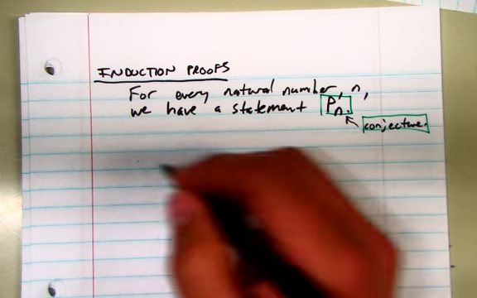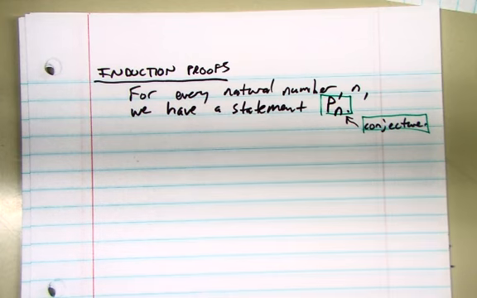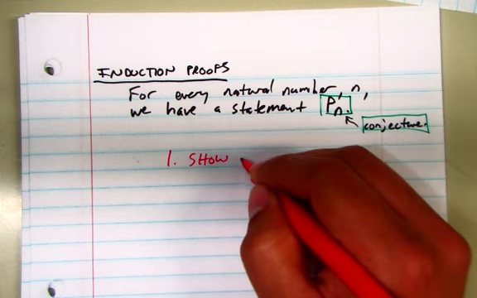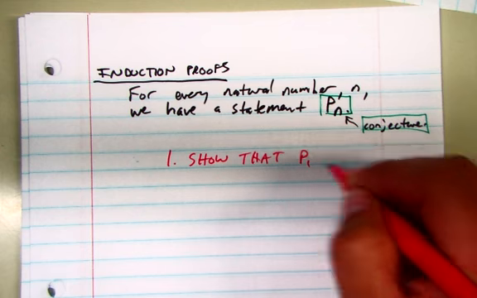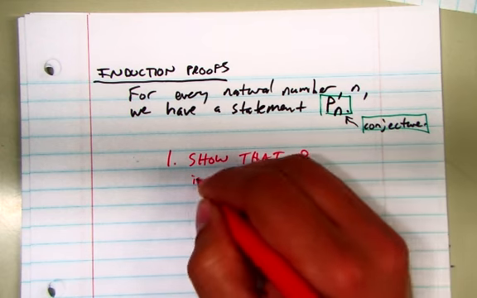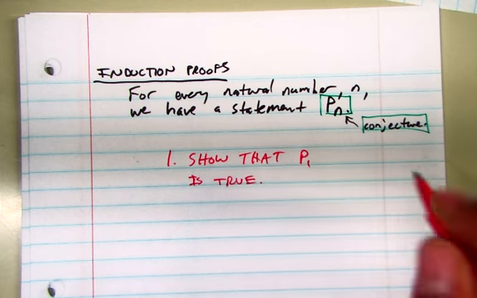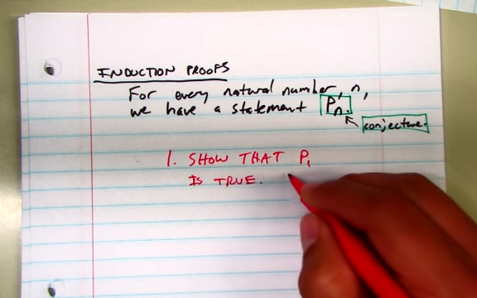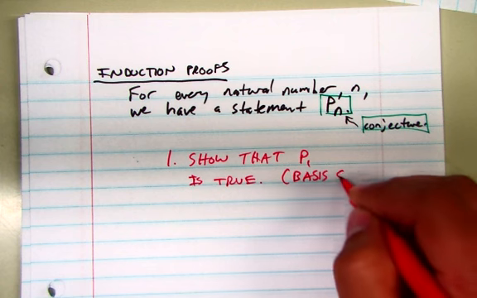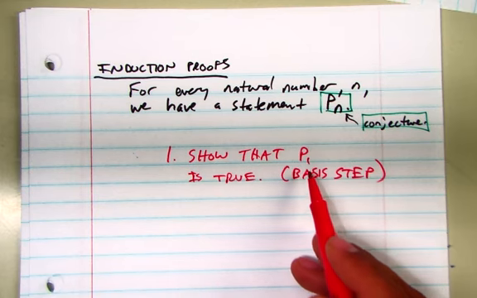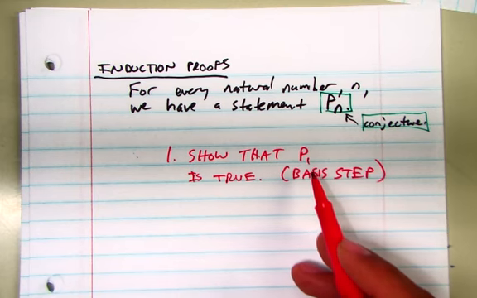Now, to prove that, we have to do 3 things. Number 1: show that P sub 1 is true. This is called the basis step. For lack of better words, all of this is just showing that the first case actually makes sense and works.